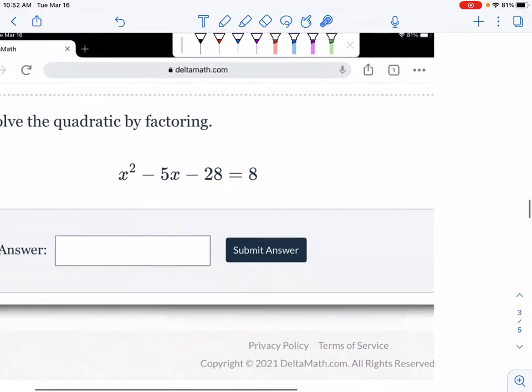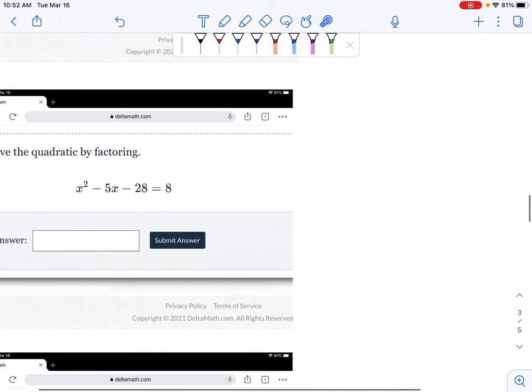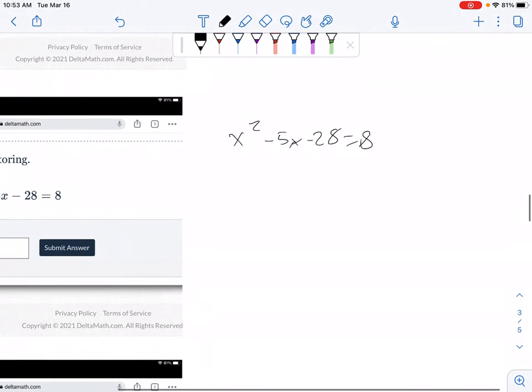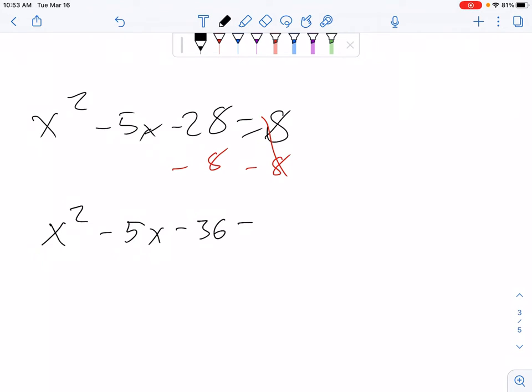Let's show you another example. So for this one, I'm just going to write the whole thing off to the side here. So I have x squared minus 5x minus 28 equals 8. Okay, I'm going to show you my work over here. So the first thing, I have to get this to say equals 0. So I'm going to subtract 8 from both sides and be left with x squared minus 5x minus 36 equals 0. I got 36 when I put these together.